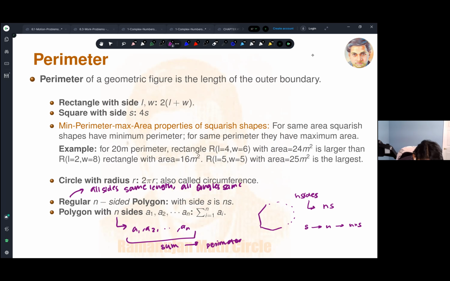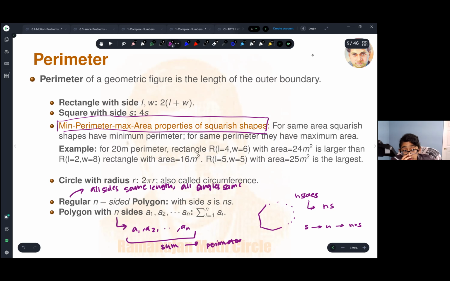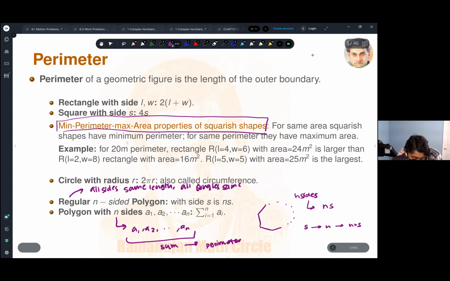The biggest takeaway from here is the min perimeter and max area for square shapes, because that is always really useful. The way I remember it is I go min peri, max area, square. That's the way I remember it. It's a really good property, and this fundamental idea can be used in various different cases.